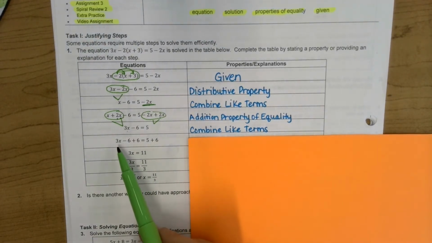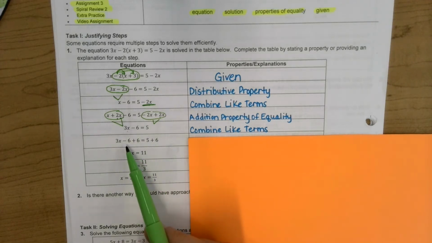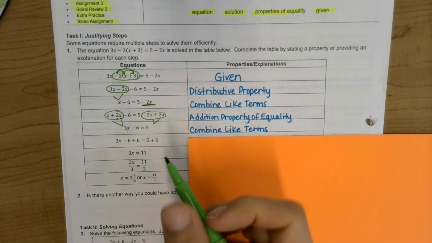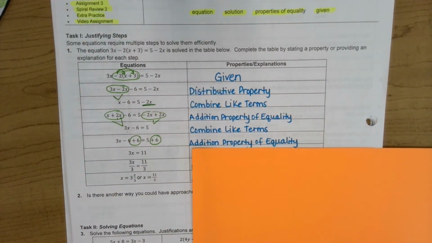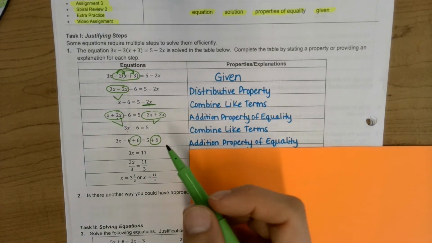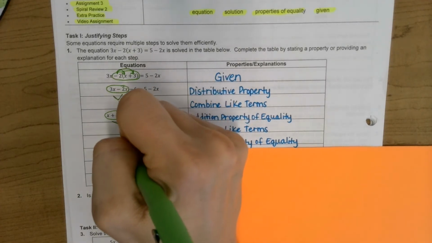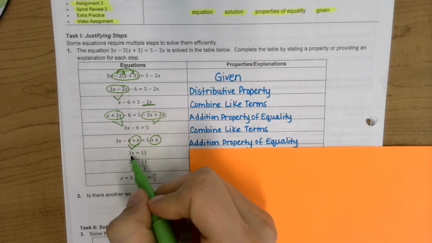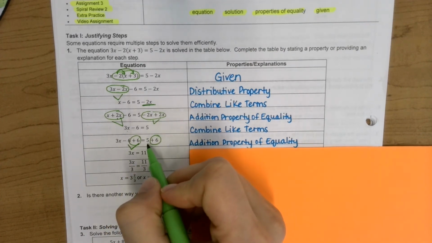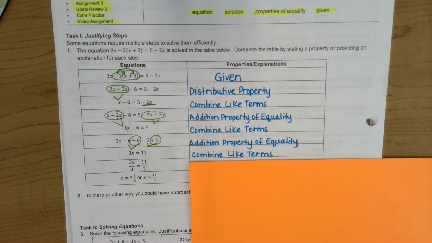All right. Then from 3x minus 6 equals 5, we now have 3x minus 6 plus 6 equals 5 plus 6. So I see they're adding 6 to both sides, which is the addition property of equality. And then they just got 3x equals 11. So I see that they combined those like terms. Negative 6 plus 6 equals 0, so you're just left with 3x. And then 5 plus 6 equals 11. So they combined like terms.